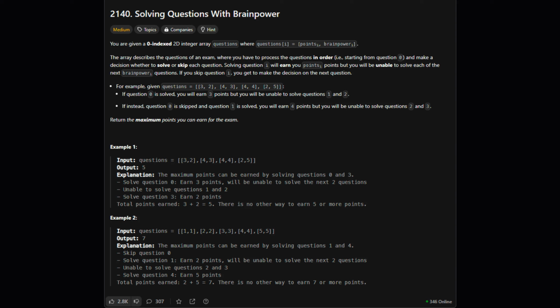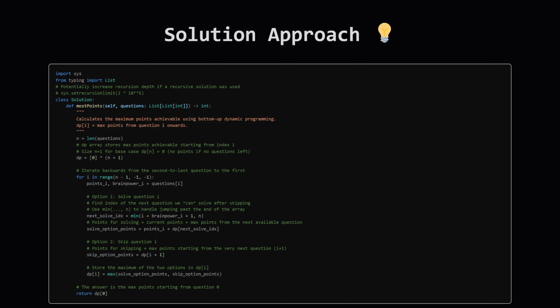This one felt like a classic dynamic programming problem. You have a list of questions, each with points and a brainpower cost. Solving question i gets you points, but means you must skip the next brainpower[i] questions. You can also choose to skip question i and move to i+1. The goal is to maximize the total points. This is the dynamic programming solution.